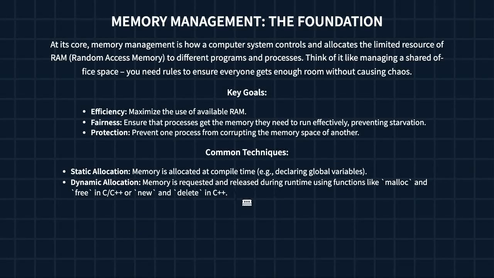Okay, let's start with the basics. Memory management is all about how a computer decides where to put everything in its RAM. That's the part of your computer that holds data and instructions while it's running. It's a really important job because RAM is limited, and we want to use it as efficiently as possible. The main goals are to make sure programs get enough space to run smoothly, give everyone a fair share, and protect them from accidentally messing up each other's stuff.